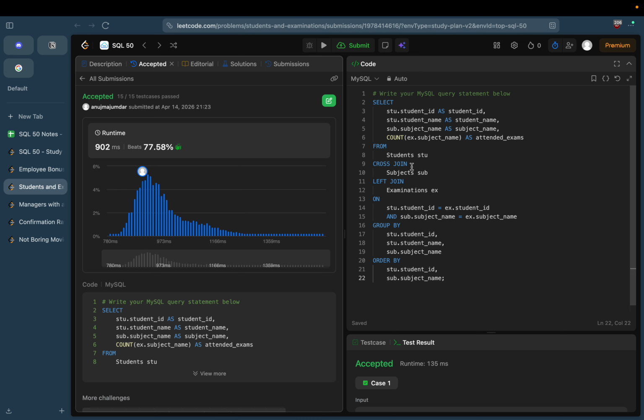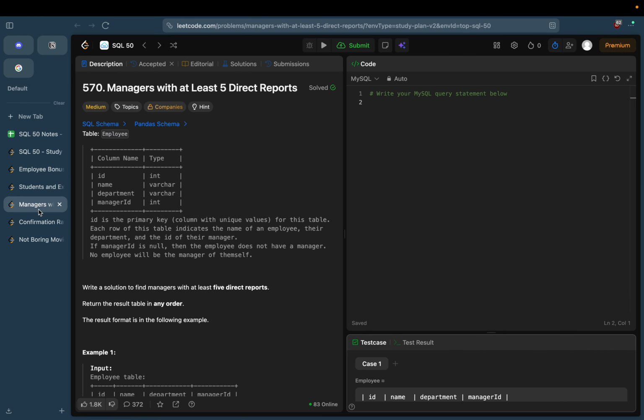We first combined the first two tables and then left joined with the examination table, and we also used the count function. Quite a good question. This is the kind of level that is required in the industry, I must say, in my experience. Alright, moving to the next question. Managers with at least 5 direct reports.